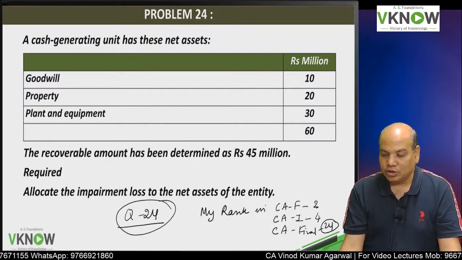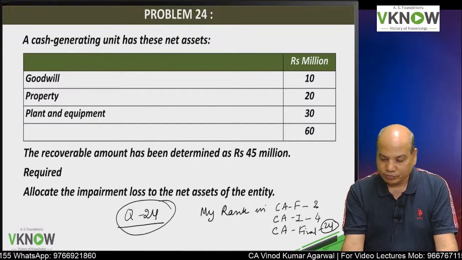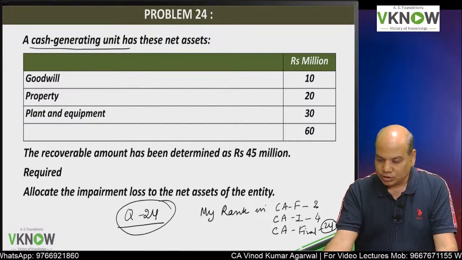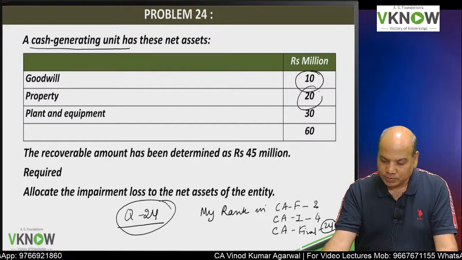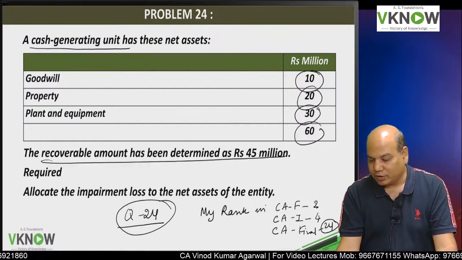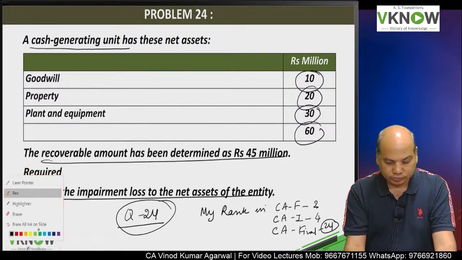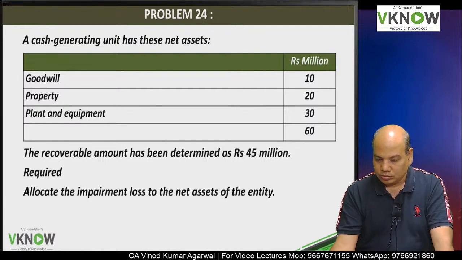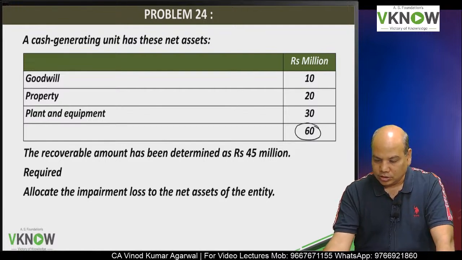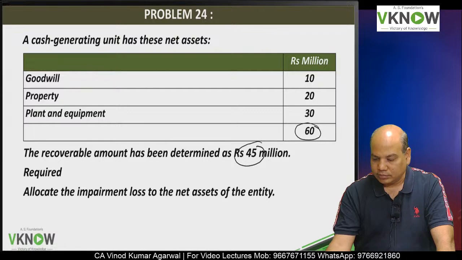A cash generating unit has this net asset. This is the CGU. It has got goodwill, property, plant and equipment, total 60. Recoverable amount is 45. Allocate the impairment loss. So what I'll do, 60 is compared with 45.